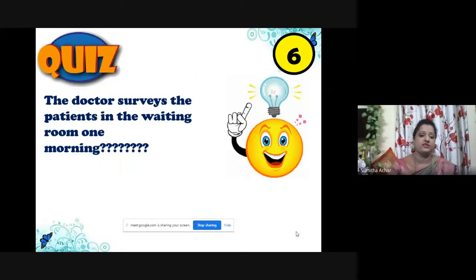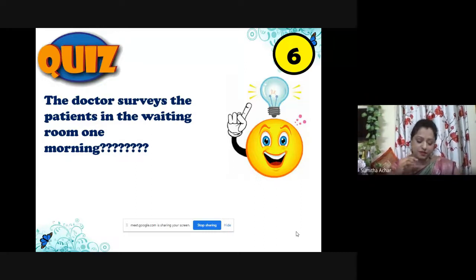Okay, I have one more question. A doctor surveys the patients in the waiting room one morning. So what do you say about this? Systematic sampling? Is he doing the first patient, and then the 5th patient, or every 6th patient?